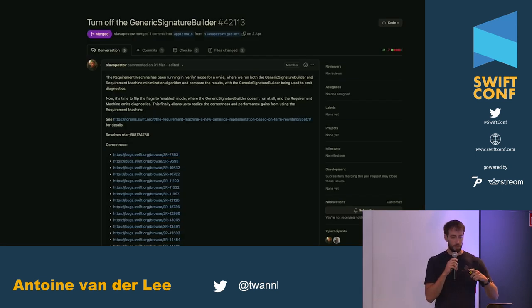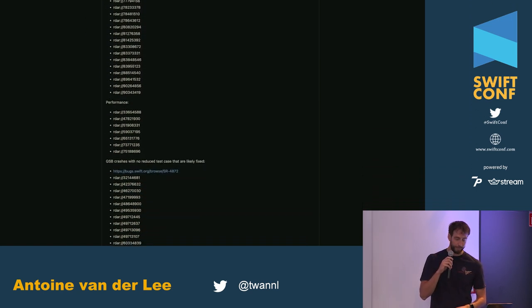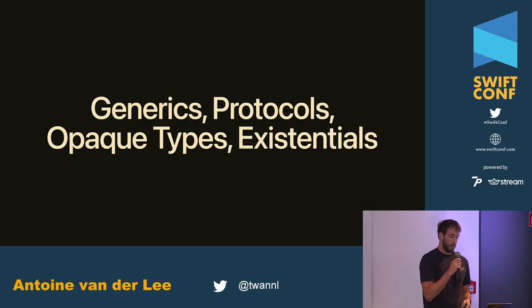And when I did, I found this pull request. Swift is open source, and this was also part of the release in Swift 5.7. The changes were in the bag, but look at the list. Quite some things were fixed related to generics. So it's generics, protocols, opaque types, existentials, all kinds of improvements that we saw this year.